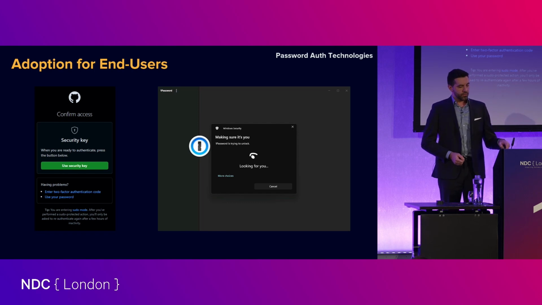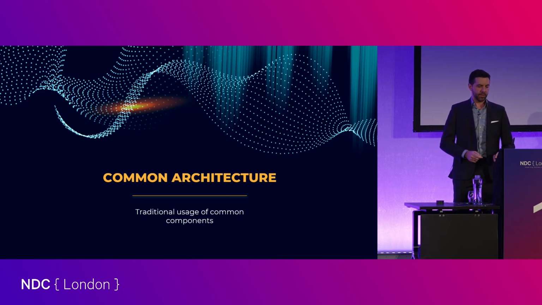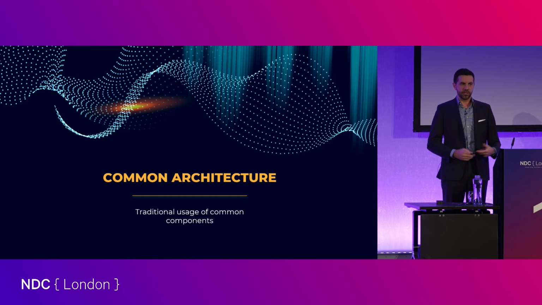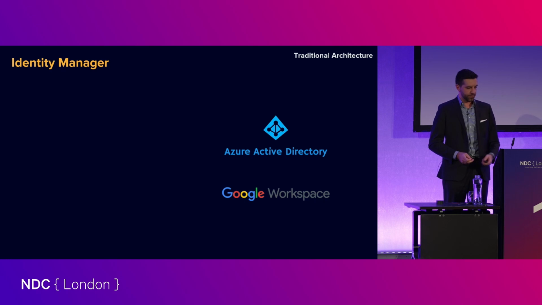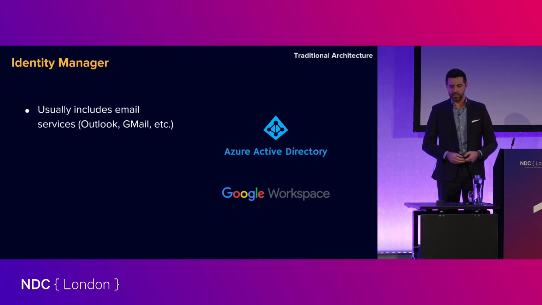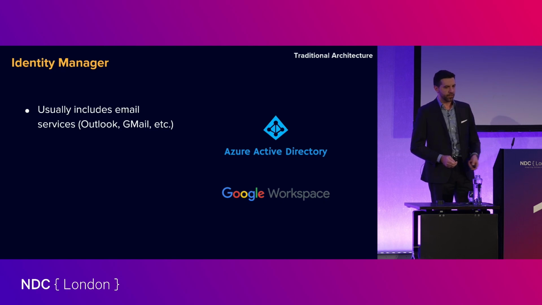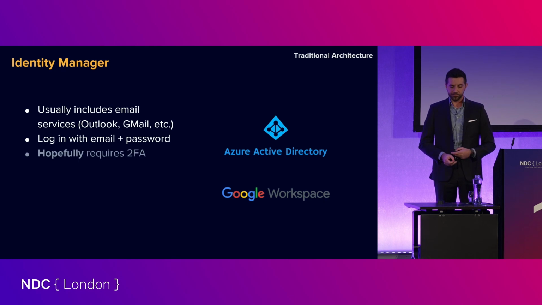So now we're going to go through kind of a common architecture stack that we see as cloud engineers and the types of systems we might need to build and some of the issues with it in terms of security. So generally, you want to start with an identity manager. You need some way to track your users. So Azure Active Directory, Google Workspace are kind of the two big ones these days. Usually includes your email services. You log into it with an email and password, most commonly.